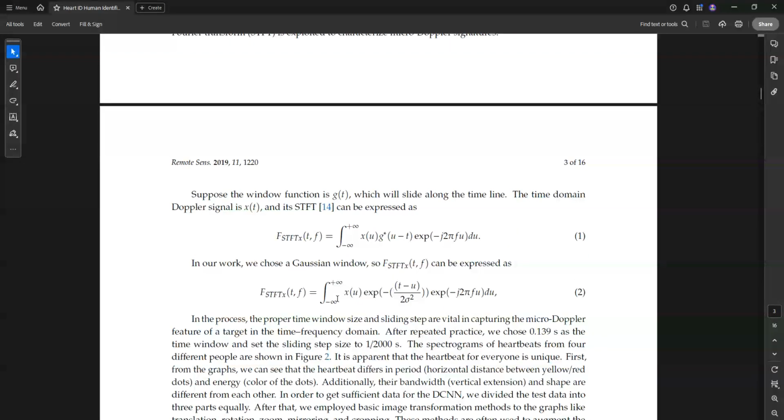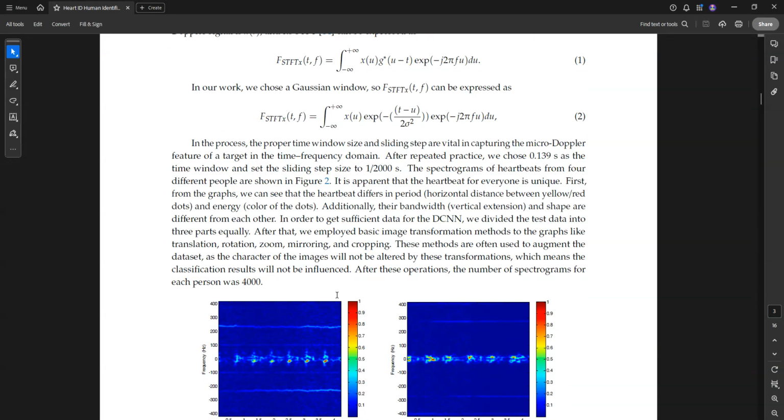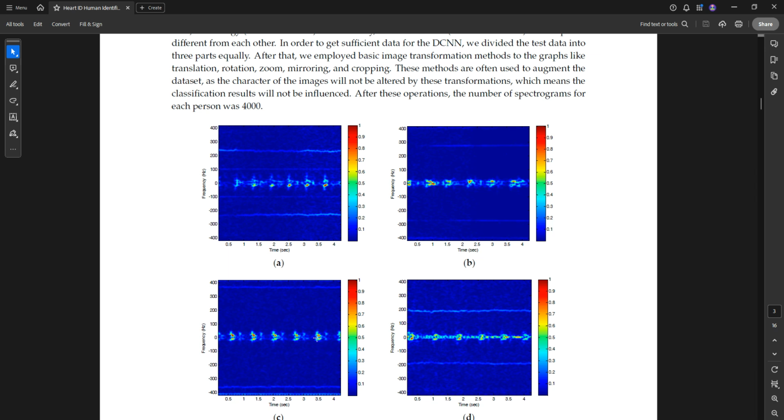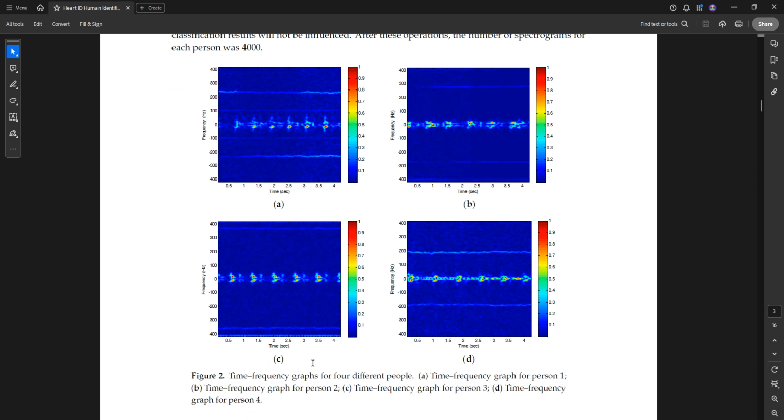Now they explain the short-term Fourier transform, or the spectrogram, and how they calculate it. And here we can see signatures of the heart of different people. This is for person 1, person 2, person 3, person 4. We can see that they differ by the periods, this is the time period or the heartbeat frequency. And they also differ by the shape and by the bandwidth, which is this space here.